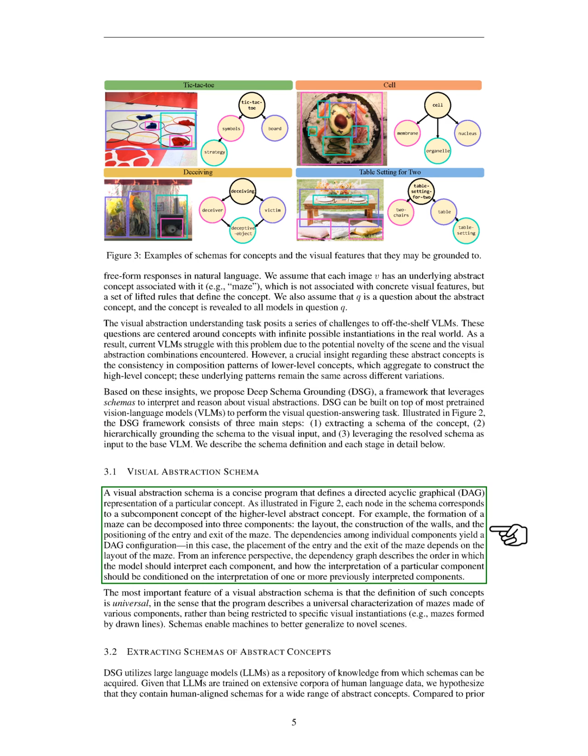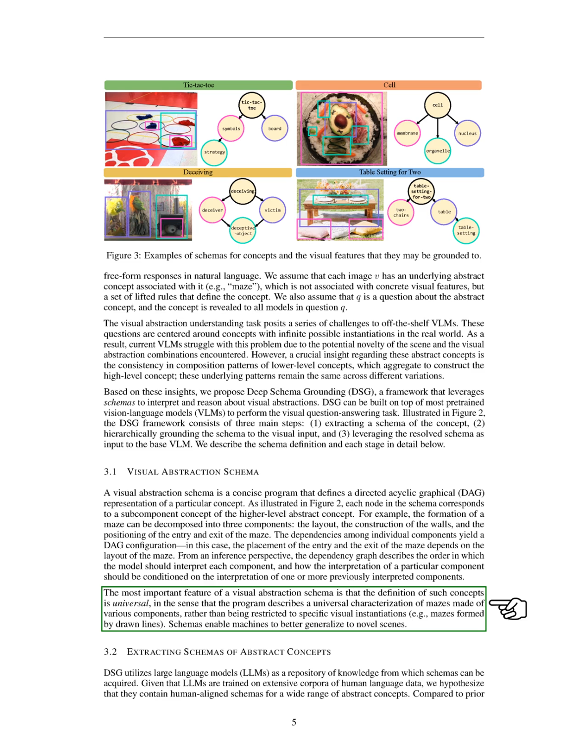We define the visual abstraction schema as a concise program that represents a concept through a directed acyclic graph, DAG. Each node in this schema corresponds to a subcomponent of the higher-level abstract concept. For instance, a maze can be broken down into its layout, wall construction, and entry-exit positioning. The dependencies among these components create a DAG, indicating the order of interpretation. Importantly, the definition of these concepts is universal, allowing machines to generalize better to new scenes.